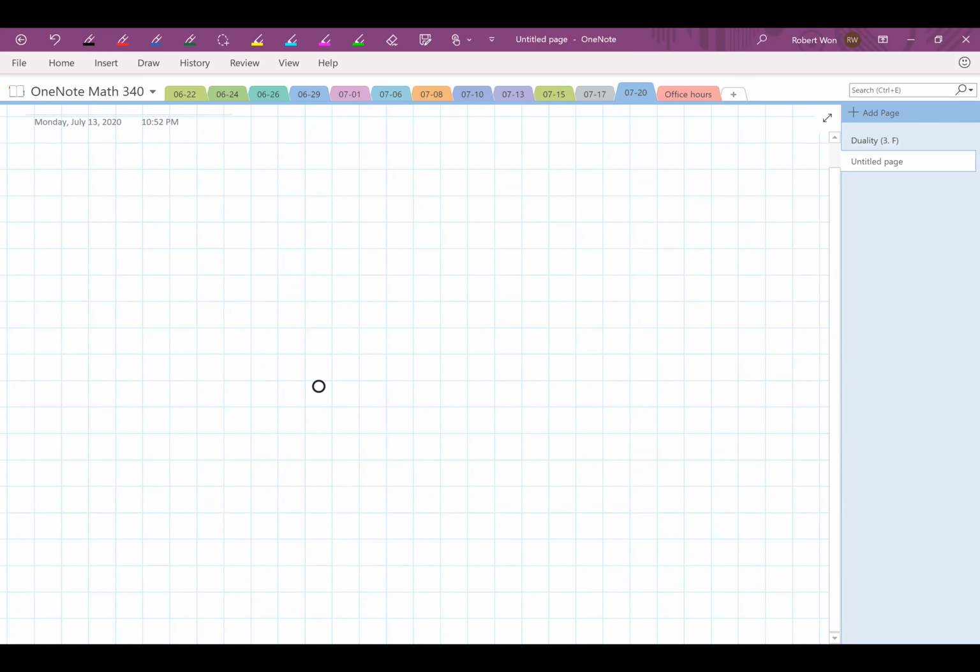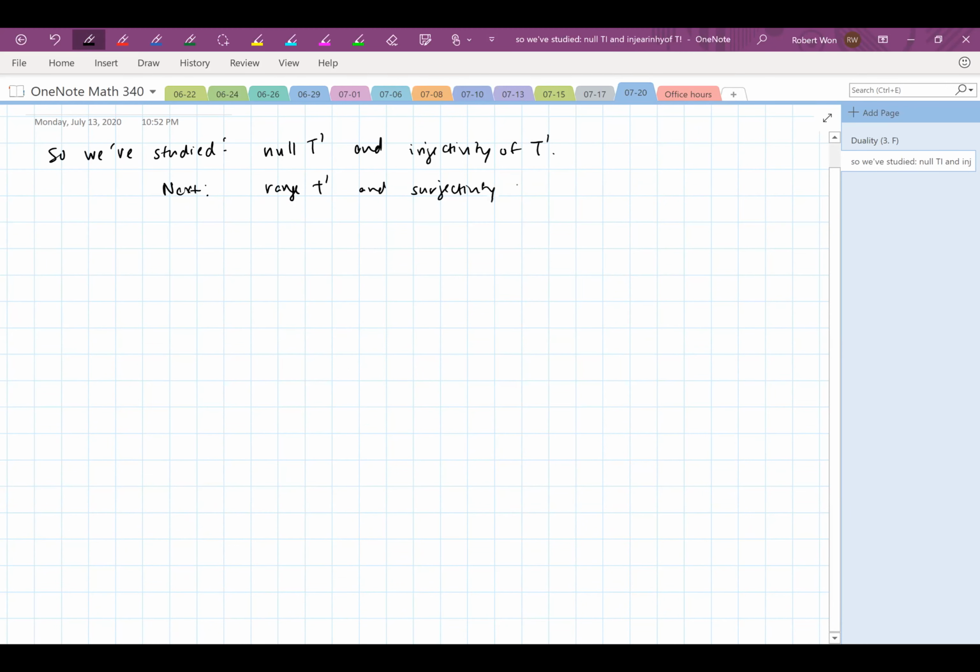Okay, so we've studied so far the null space of the dual map and the injectivity of the dual map. Which means that the next thing we're going to approach is we'll try to understand the range of the dual map and the surjectivity of the dual map. And you maybe even can guess what the range of the dual map might be.